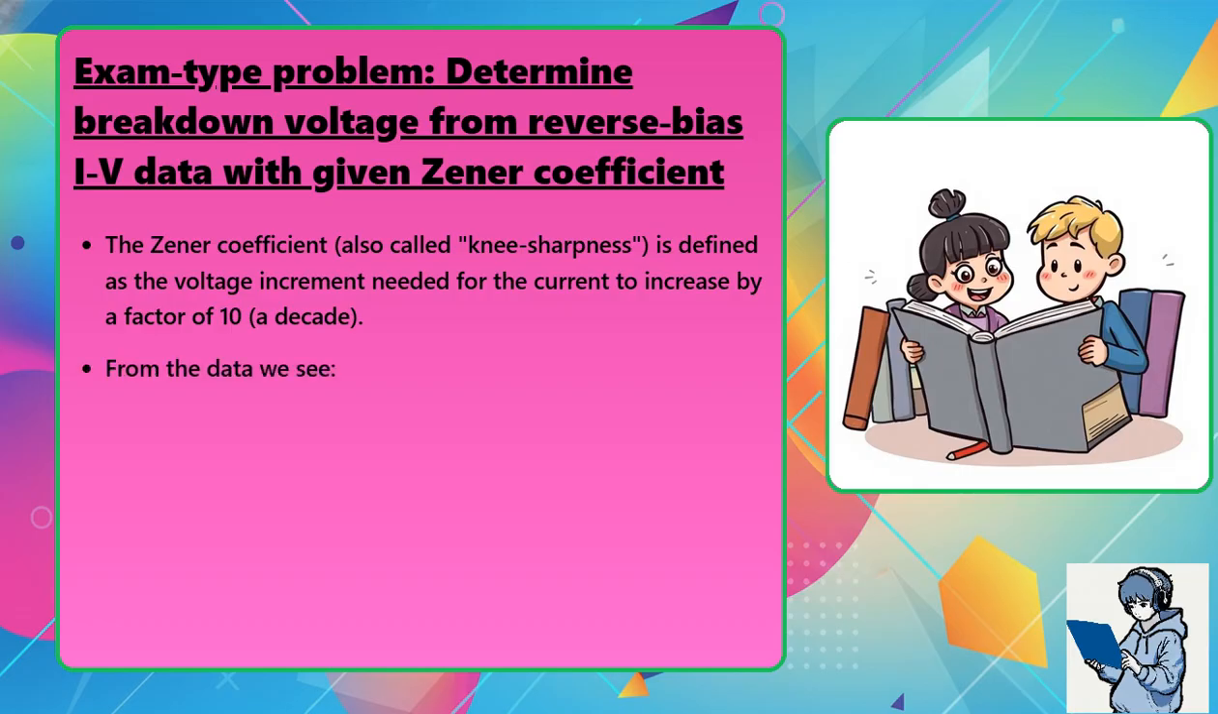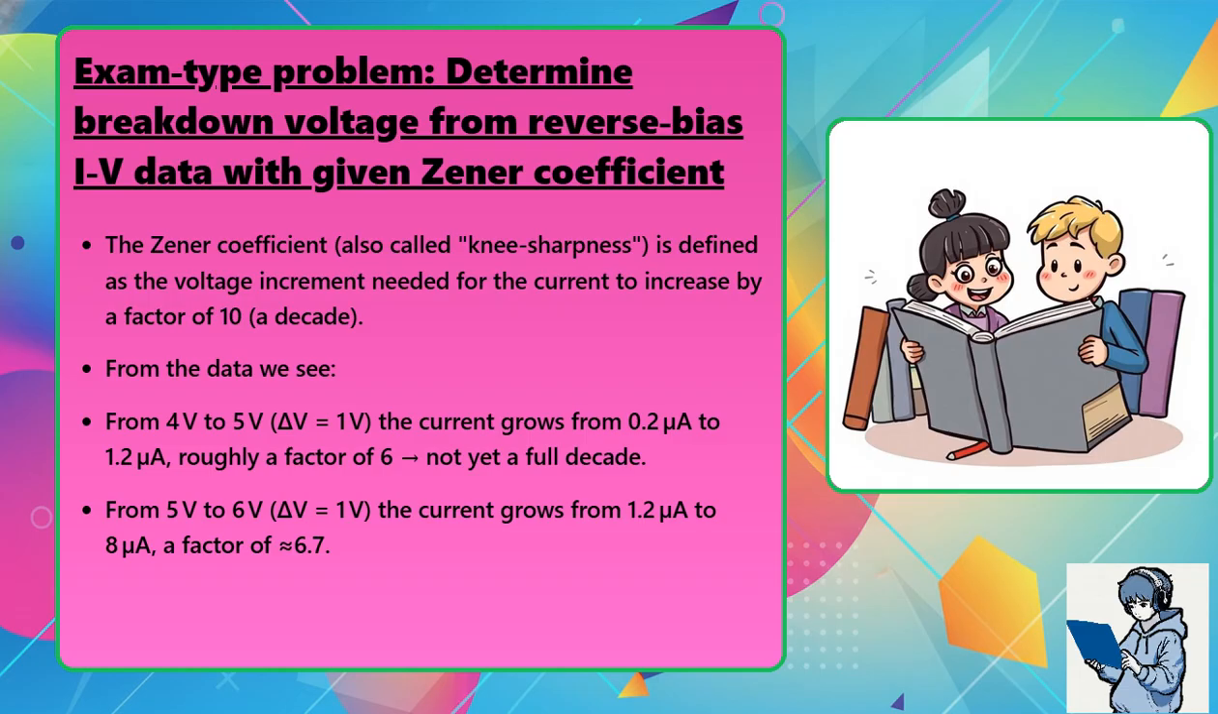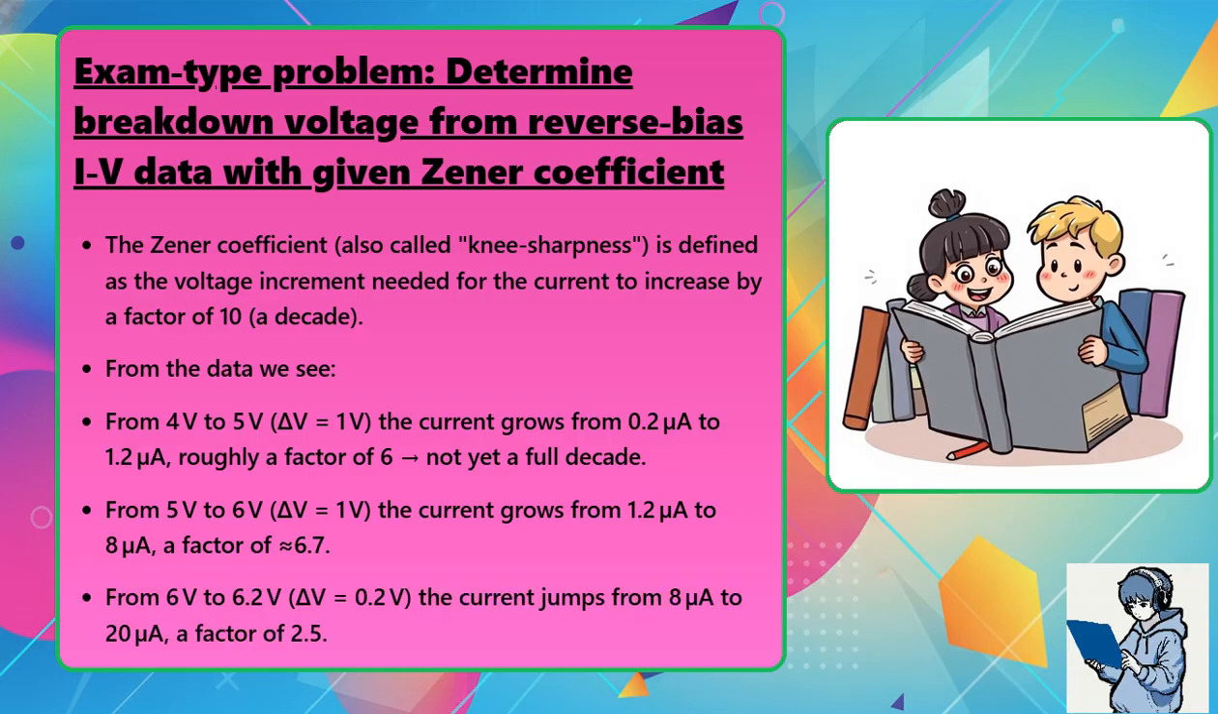From the data we see, from 4 volts to 5 volts, delta V equals 1 volt. The current grows from 0.2 microamps to 1.2 microamps, roughly a factor of 6, not yet a full decade. From 5 volts to 6 volts, delta V equals 1 volt. The current grows from 1.2 microamps to 8 microamps, a factor of about 6.7. From 6 volts to 6.2 volts, delta V equals 0.2 volts. The current jumps from 8 microamps to 20 microamps, a factor of 2.5.